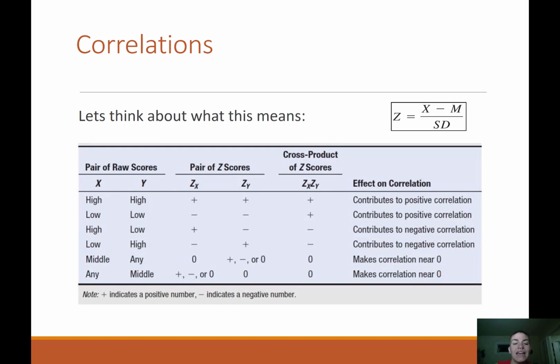But if people who are high on X have low scores on Y or vice versa, then we end up with a negative cross product because we're multiplying a negative value by a positive value. And if someone has a 0 z-score, or they score on average for either one of the variables, then we end up with a cross product that's also equal to 0.